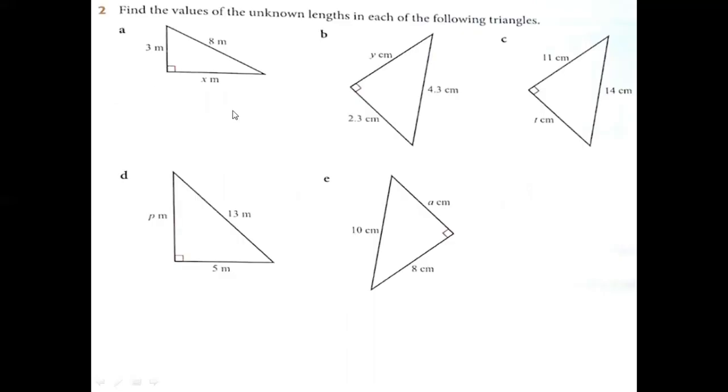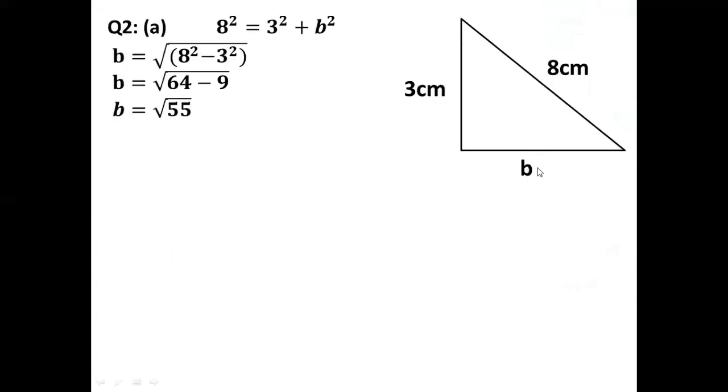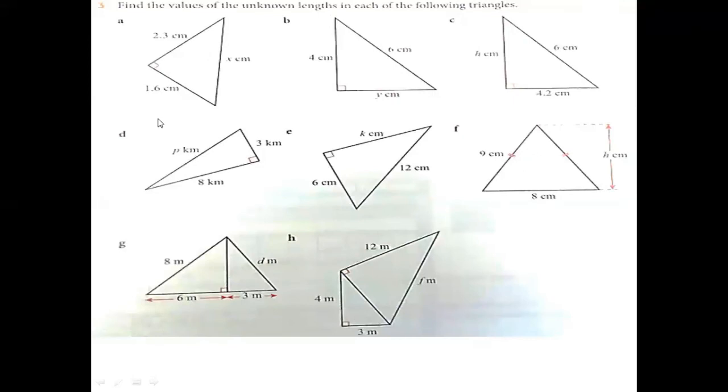Now in this next case, you do the same thing, just one thing is different: here you find the base, so we call it b. We have the hypotenuse and the perpendicular, but we don't have the base. So I send this perpendicular to the other side, and when it goes to the other side, it uses a minus sign. So 8 squared is 64, 3 squared is 9. So the answer is square root of 55. Same thing you do here. It's so easy. I hope you understand.